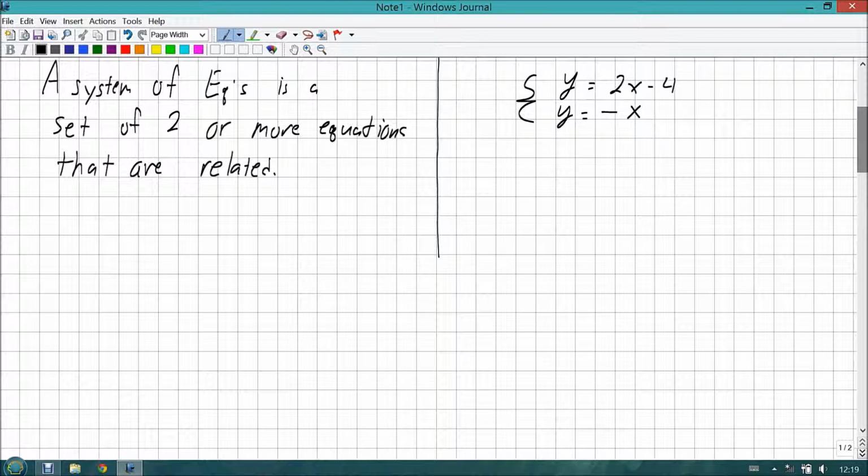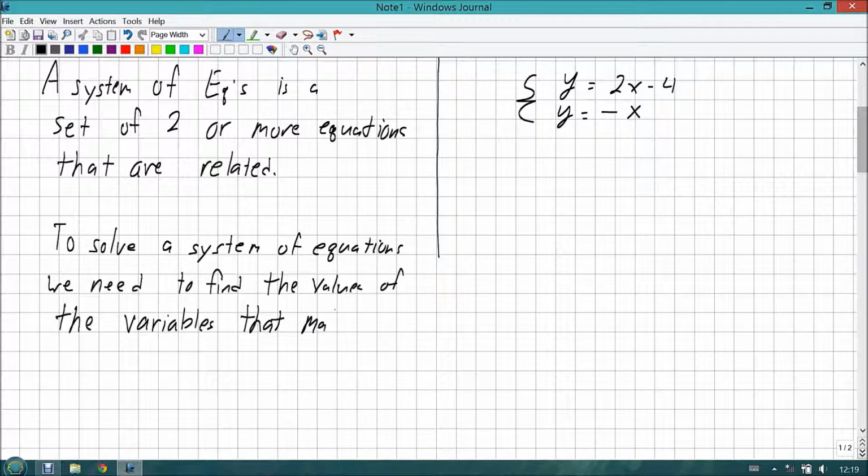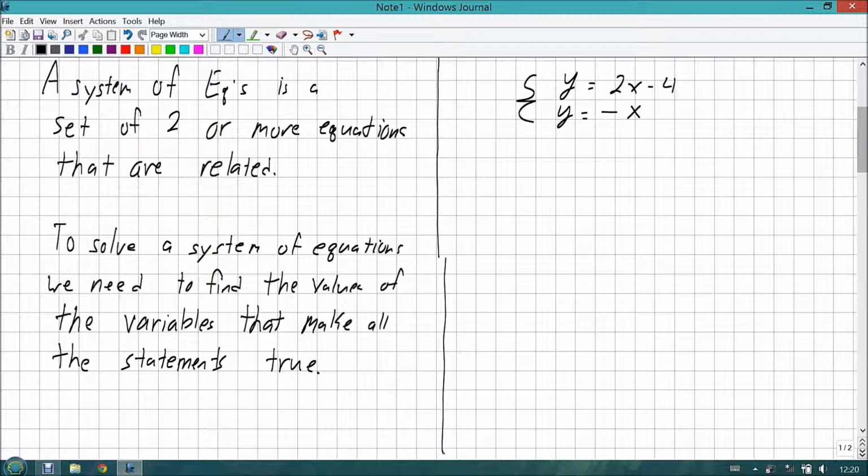Now, to solve them, we need to find the location where they are equal to each other, or where they intersect. So, to solve a system of equations, we need to find the values of the variables that make all the statements true. Looking at these, I think the easiest way would be to just graph the two lines and see where they intersect. So let's go ahead and do that.